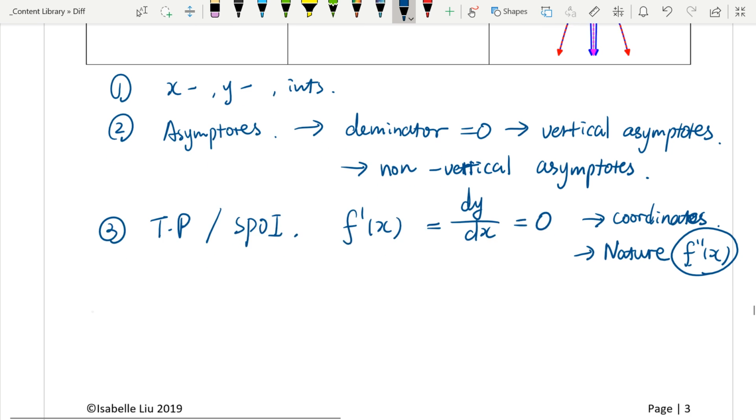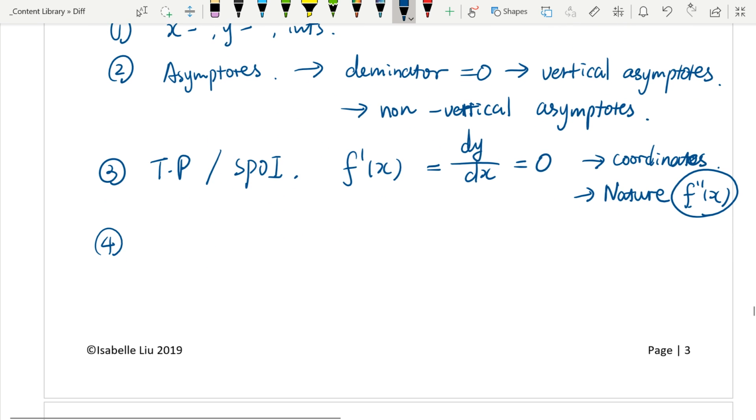So test nature. You may also be asked to find a point of inflection, depending on the question. If the question doesn't say that, you don't really need to worry about it. But if the question says find a point of inflection, we need to use second derivative equals 0, and test the nature and sign change. Think about sign change.